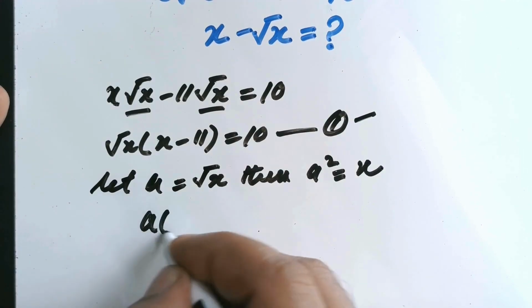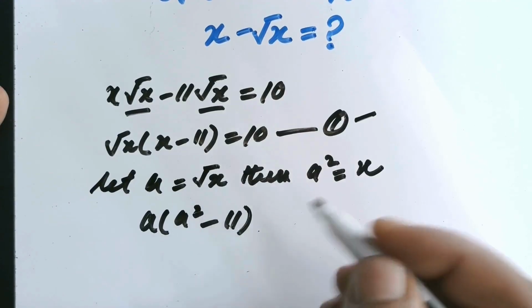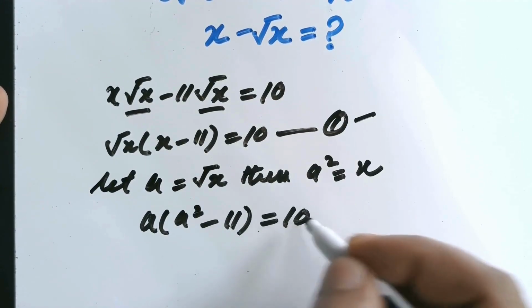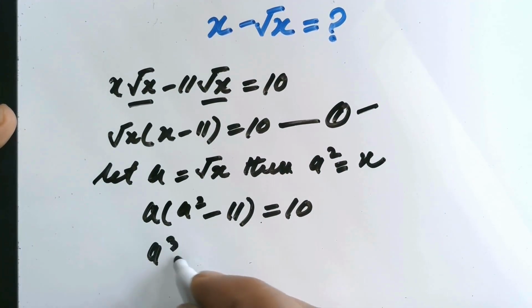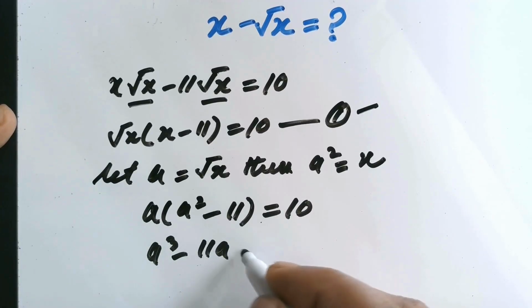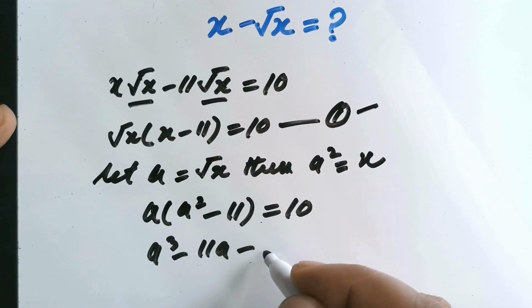we will get a squared. It's 11. It's 10. Now expand it. We'll bring that 10 term over here on that side.